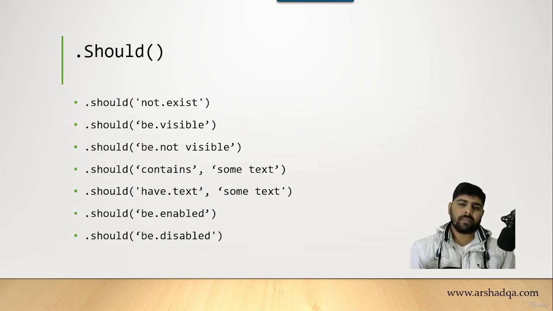Dart should be enabled. If we want to see whether our control is enabled or not, then we can write .should('be.enabled'). If the control is disabled, then our assert command will fail. Dart should be disabled. This means our control should be disabled. If it is enabled, then the assert command will fail.